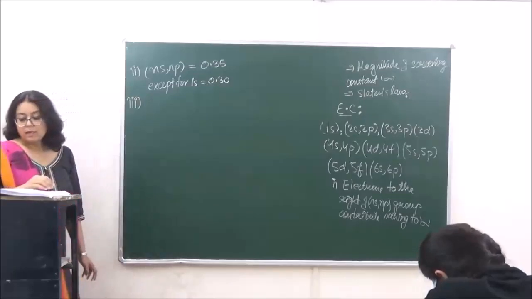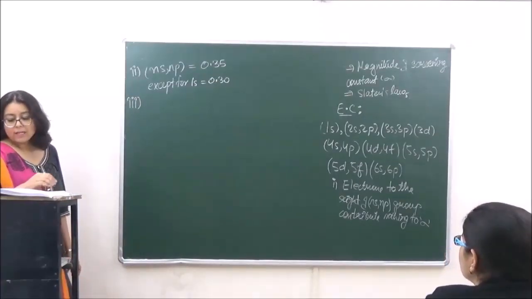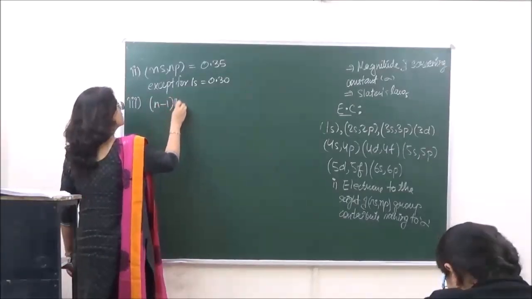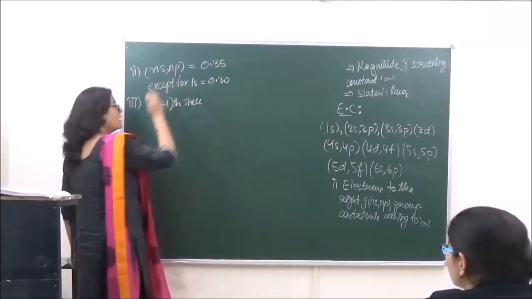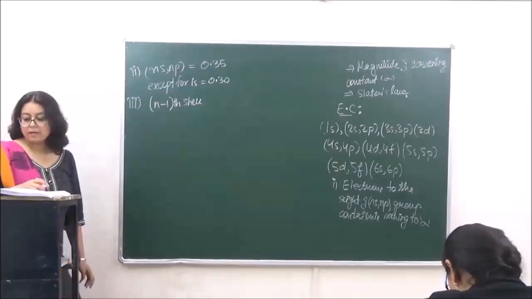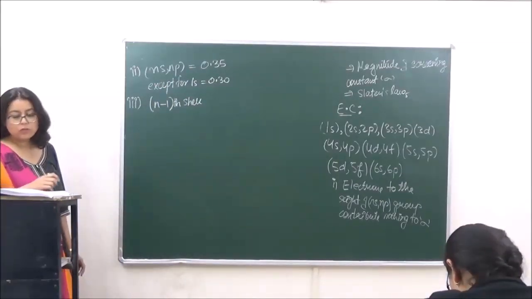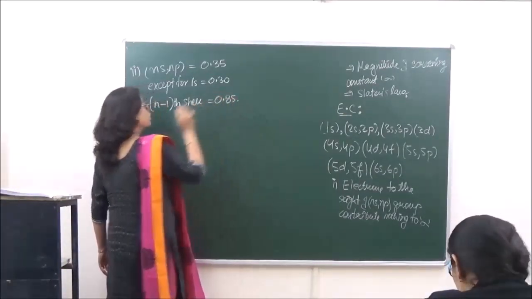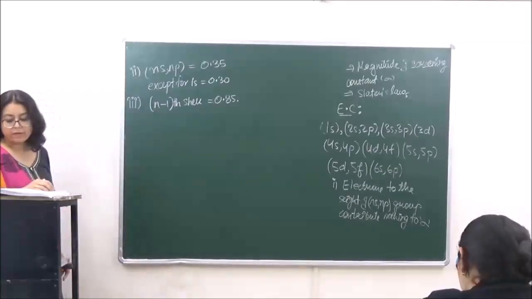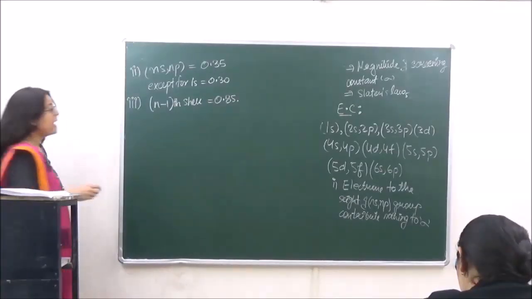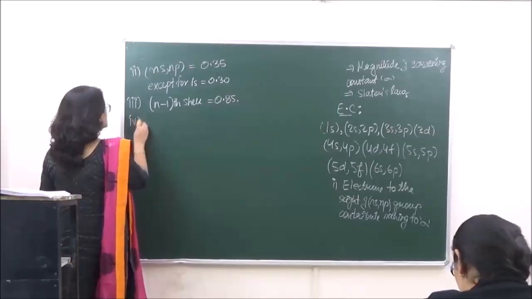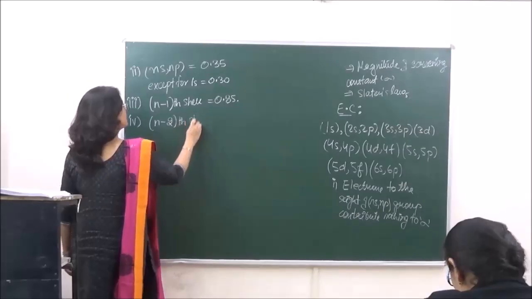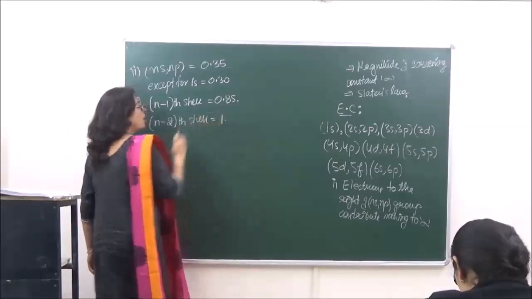Number 3. All electrons in the n-1 shell contribute 0.85. And all the electrons in the n-2 shell contribute 1.